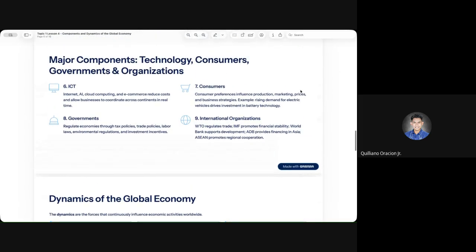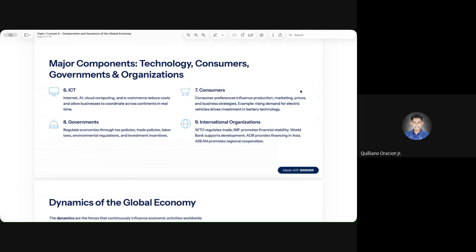Who are consumers? Consumers are people who buy goods and services. Of course, I know for sure you've eaten your breakfast and lunch before coming to school. You became consumers today because you buy food, you use electricity, you rode a jeepney, and to have internet, you need to load your phone every day. Without realizing it, you are participating in the global economy.